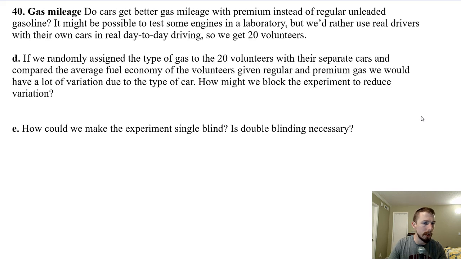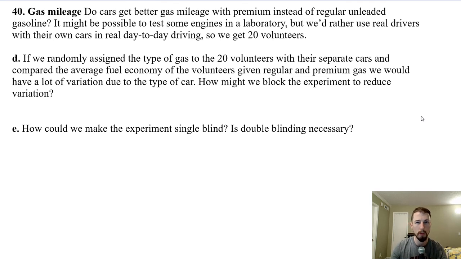All right, D, if we randomly assign the type of gas to 20 volunteers with separate cars and compare the average fuel economy with volunteers given regular and the premium gas, we would have a lot of variation due to the type of car. So if somebody had terrible fuel economy in a big old Hummer or something like that, if they were assigned to the premium group, they would make premium look really bad, just that one person, that variation.